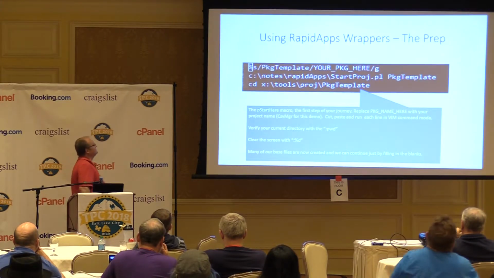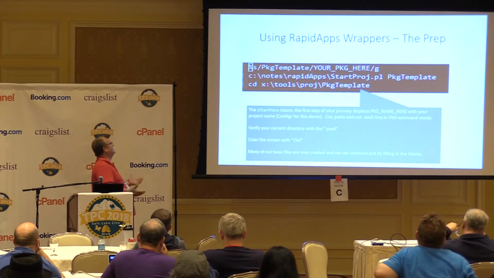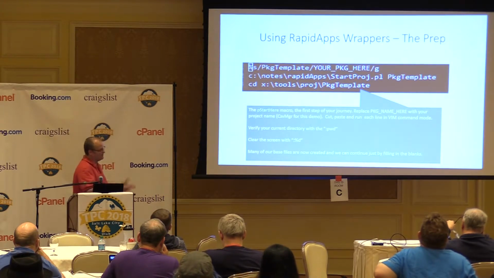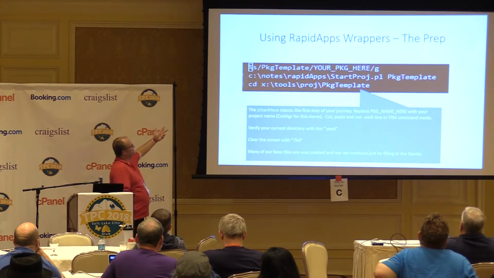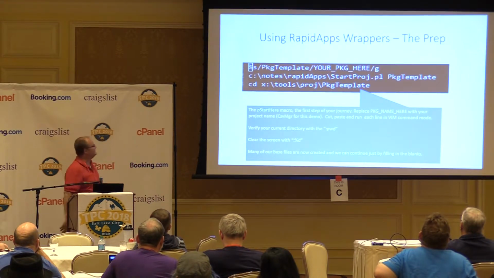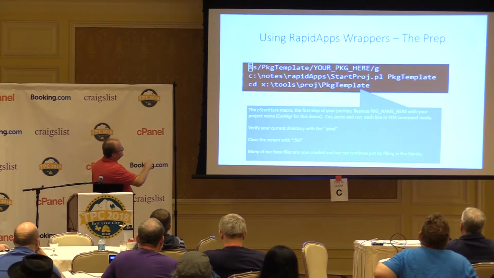So what does this look like from the actual code? You open up Vim, you run this macro, the p start here macro, and when it runs, you basically get these 3 lines. You change your package here to whatever your project name is, in this case CSV Manager. You take each line, cut it, paste it, and run it in the Vim command line.